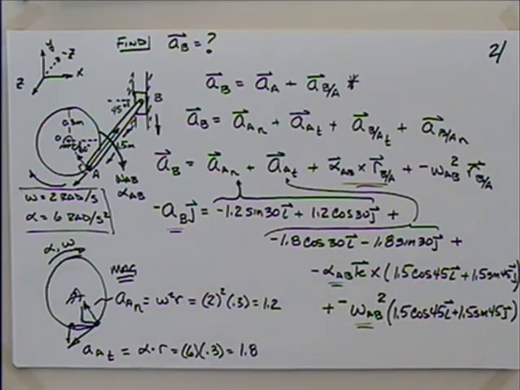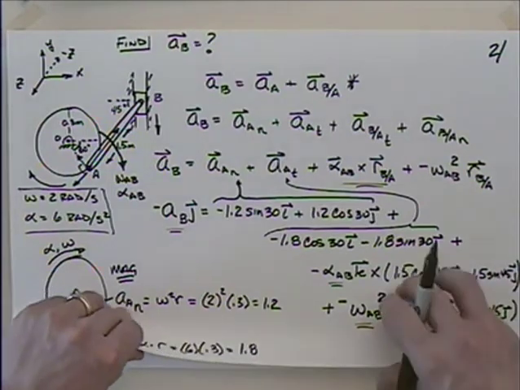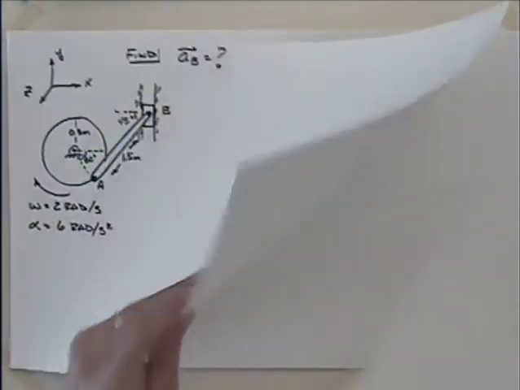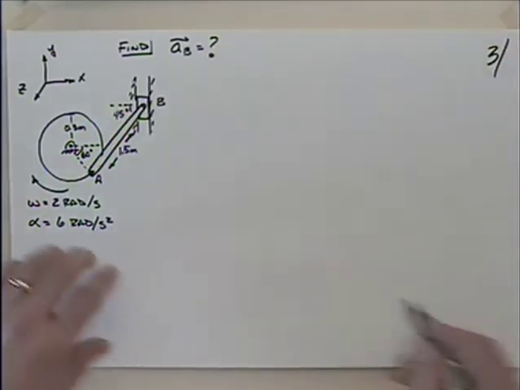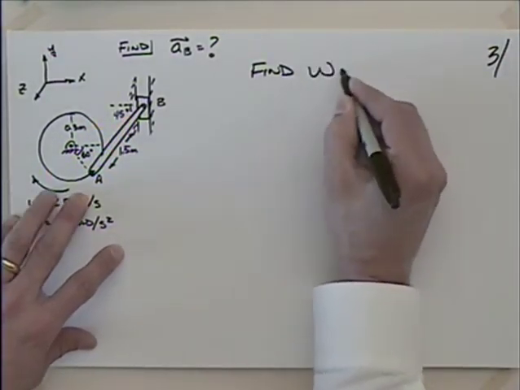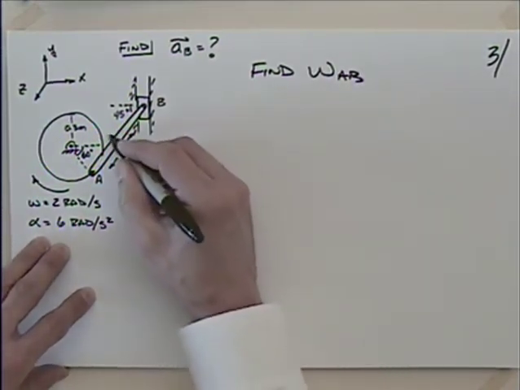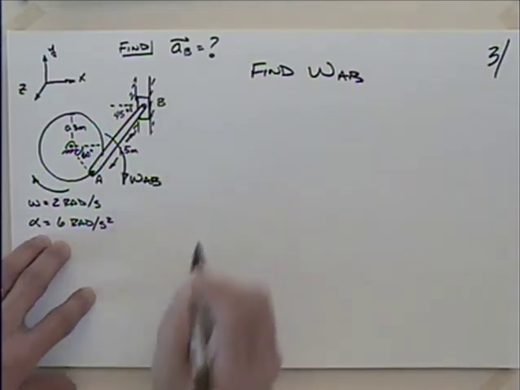So let's do that. Any questions before we do that? So I'll flip pages here on you. And this will be page number 3. And I'm going to try and find omega AB. Because I've said that is omega AB.